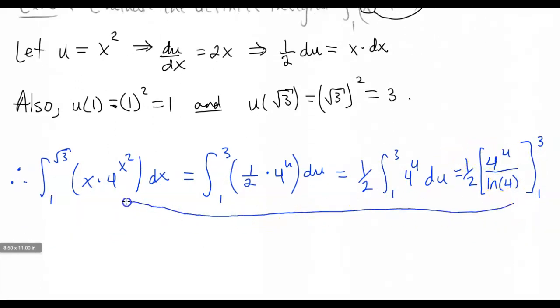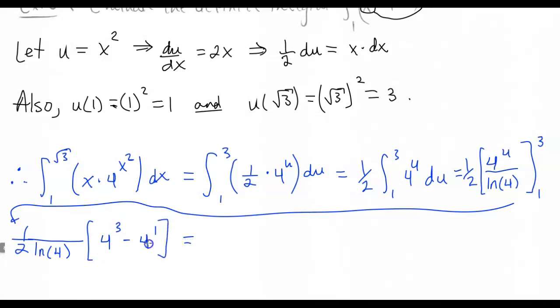And so pulling this over here to finish up, we know we have a 1/2. And I'm also going to go ahead and factor out that natural log of 4. And what we have here is 4 raised to the 3 minus 4 raised to the 1. And 4 raised to the 3, that will be 64. 4 raised to the 1, that will just be 4. And all of that will be divided by 2 times natural log of 4.